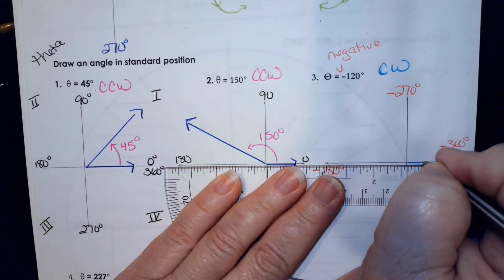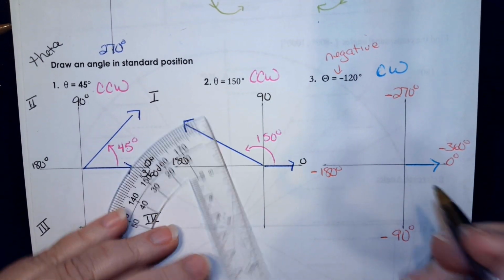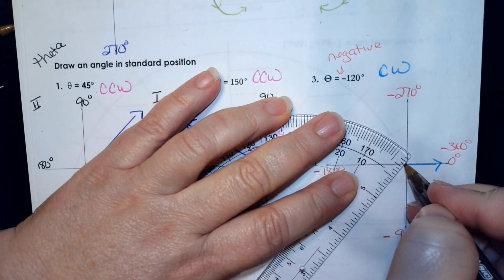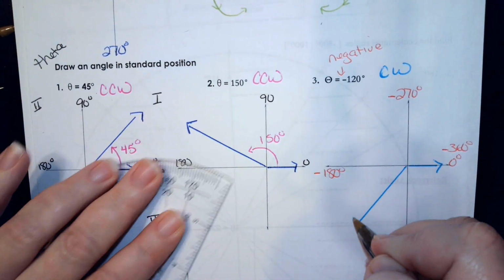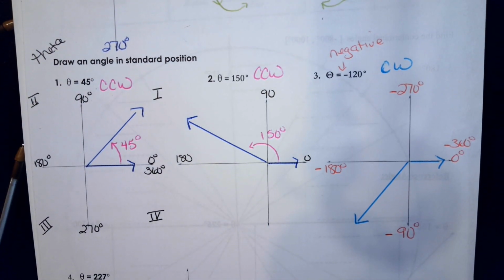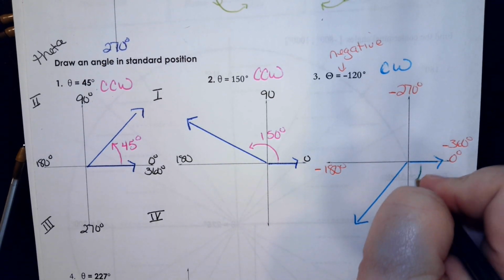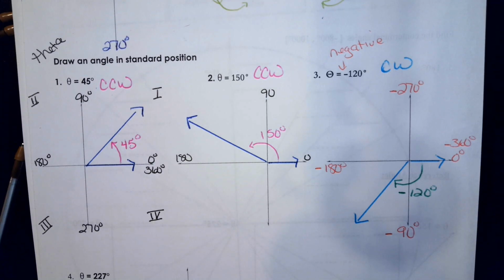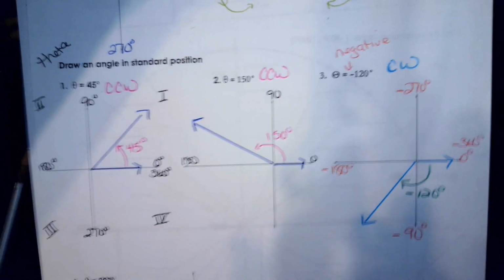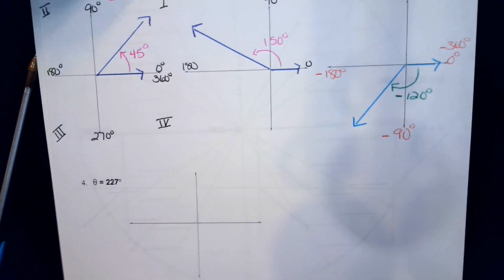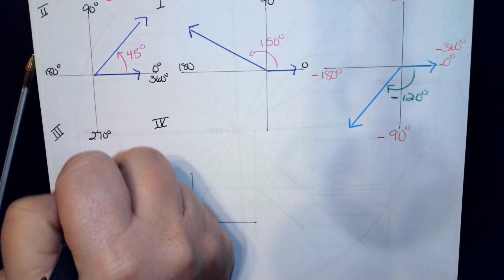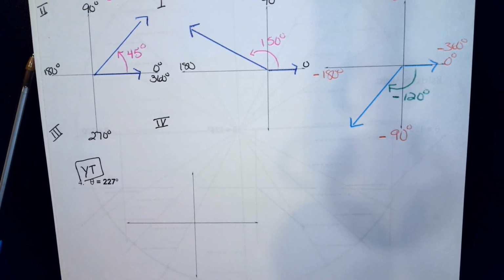So it still starts at 0 degrees. All right, and 120, it's going to be a little closer to 90. So here's our negative 120. All right, let's let number 4 be a try. So pause the video for about a minute, and everybody do number 4.